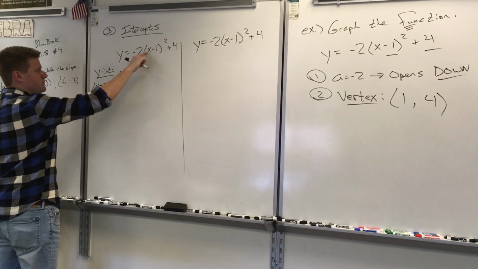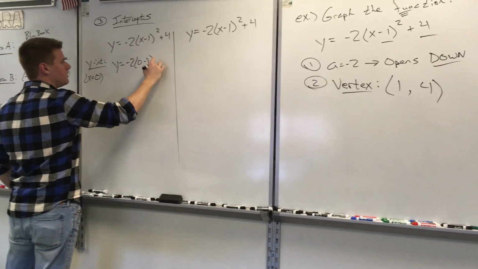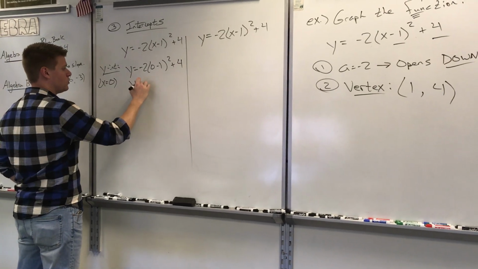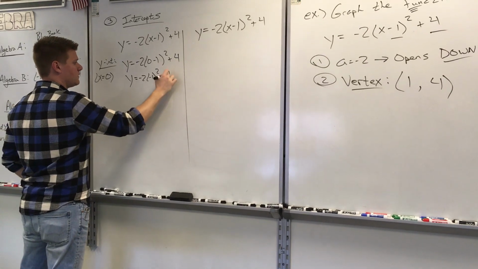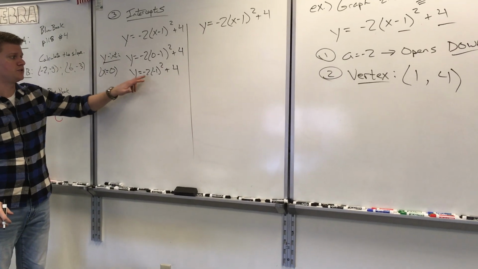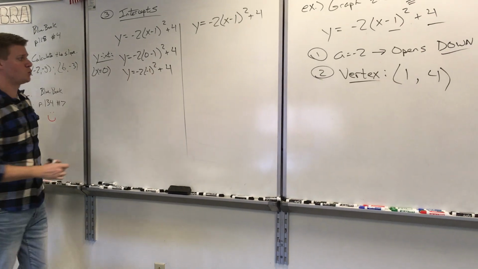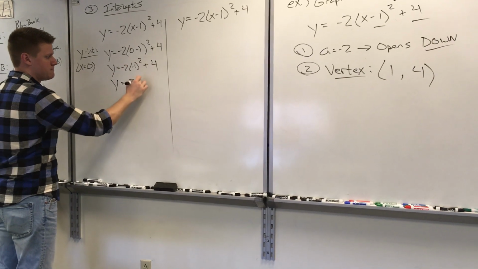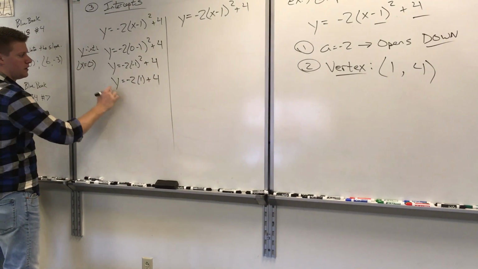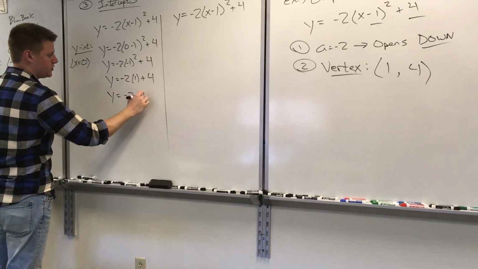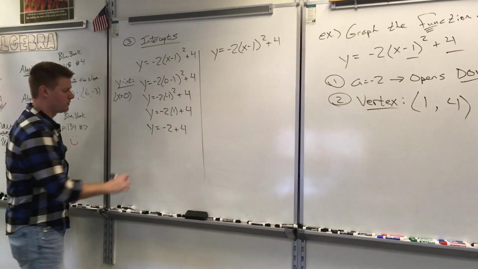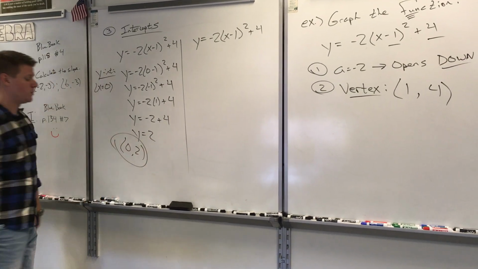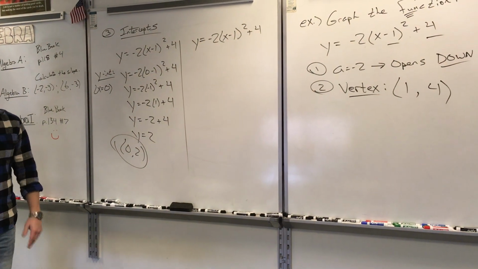To find the y-intercept, I'm just going to replace x with 0, and then evaluate from there. So 0 minus 1 is negative 1. Okay? Don't be tempted here. I do not do negative 2 times negative 1. We would have to square anything before multiplying. So we still have negative 2 times, this will become positive 1. Negative 2 times 1 is negative 2. Negative 2 plus 4 is 2. So once again, we now have one point that we will eventually plot. It's the y-intercept, 0, 2.